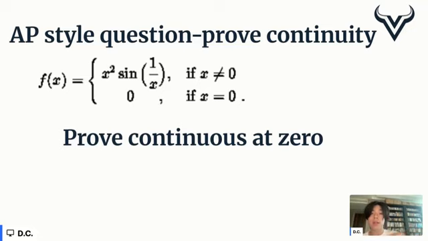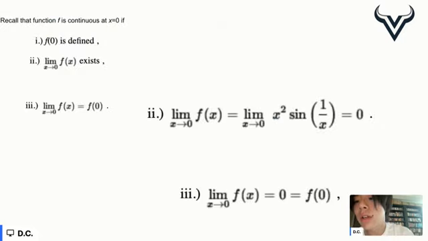Just keep in mind the three conditions of continuity, and think about proving them one by one. Then you'll get full marks. Okay, so the first condition is f of 0 must be defined. The second condition is the limit as x approaches 0 of f of x must exist. And the third is the limit as x goes to 0 of f of x is f of 0.